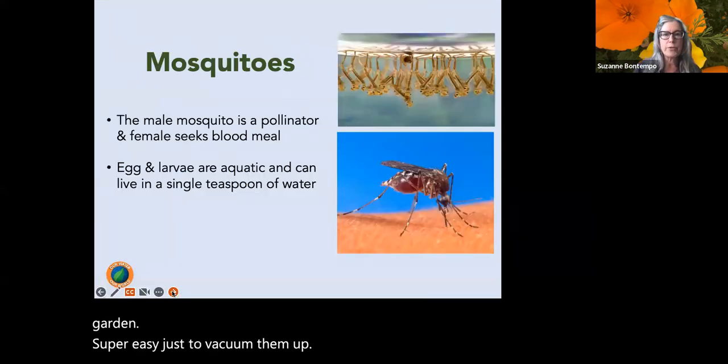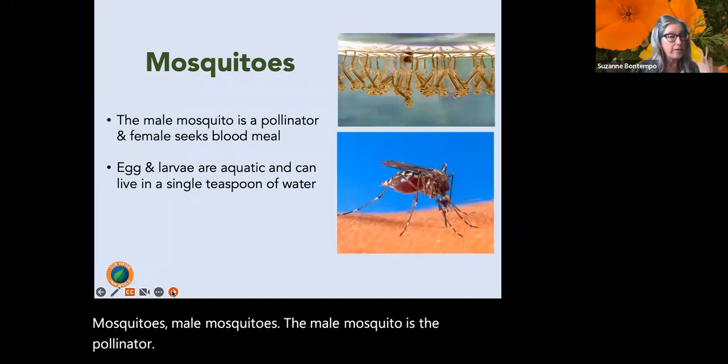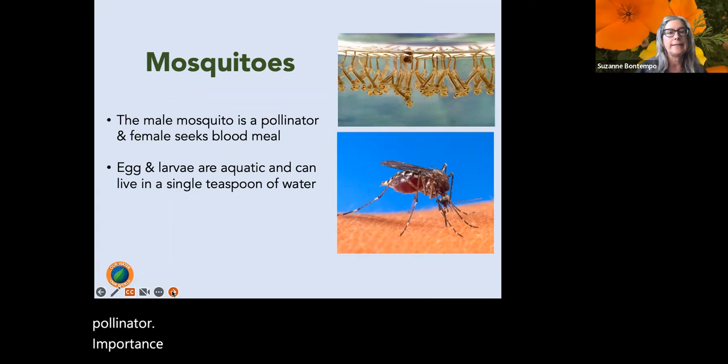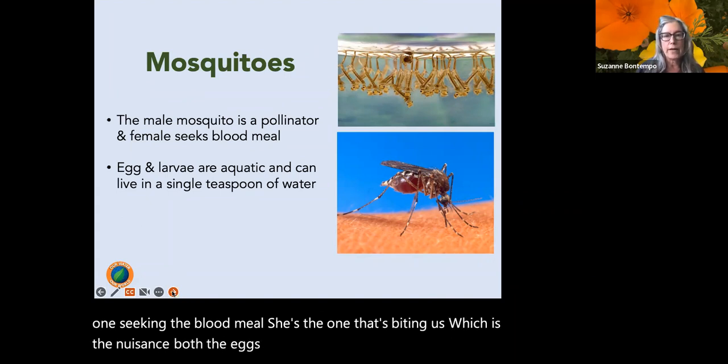Mosquitoes. The male mosquito is an important plant pollinator in our garden, but the female is the one seeking the blood meal. She's the one that's biting us, which is the nuisance. Both the eggs and larvae are aquatic and can live in a single teaspoon of water.